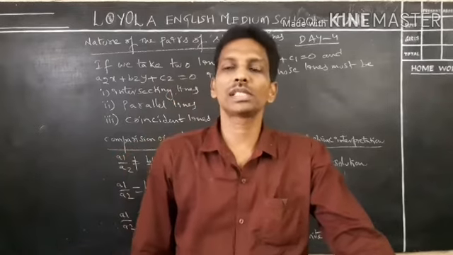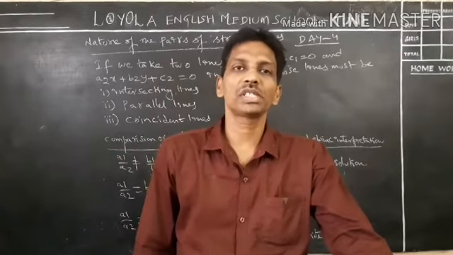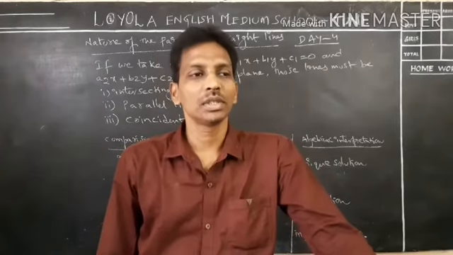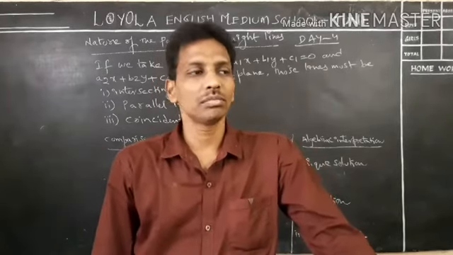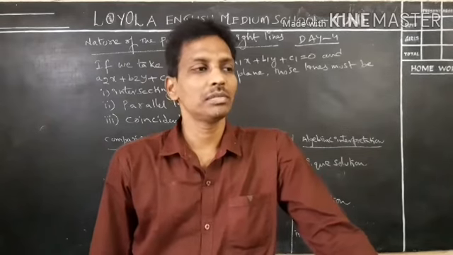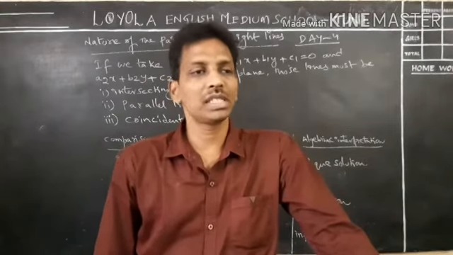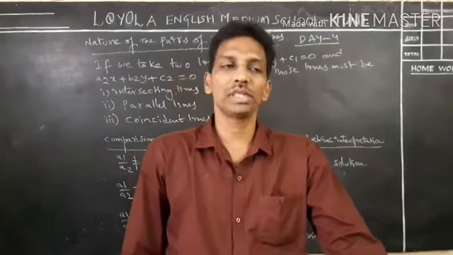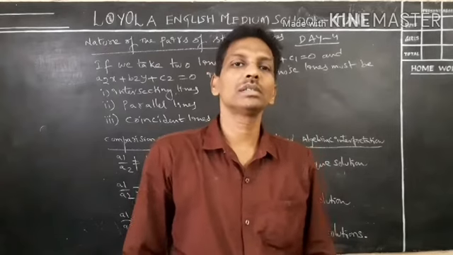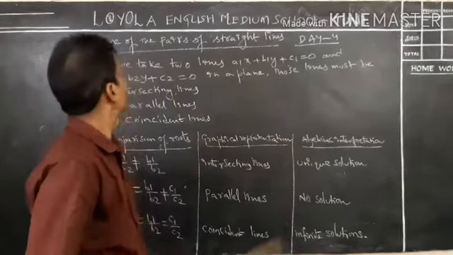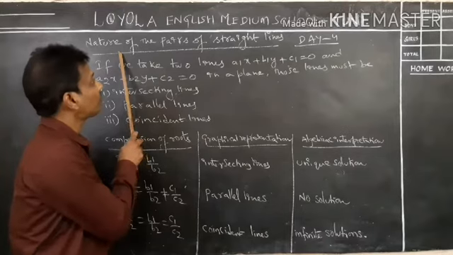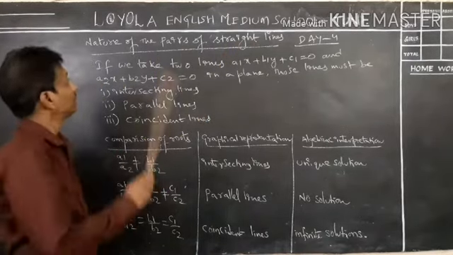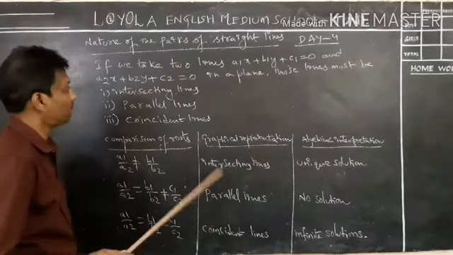Already for us, chapter 4, pair of linear equations, is going on. Until yesterday, we have seen different parts, and we practiced some more problems based on the different parts. Today we are going to focus on graphical representation. Let us see today's topic: nature of the pairs of straight lines.